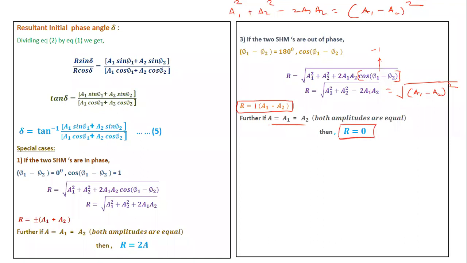So remember one thing: if two SHM are out of phase, or in opposite phase, then the resultant amplitude is A1 minus A2. And if both the amplitudes are the same, then the resultant amplitude comes out to be 0. Okay.